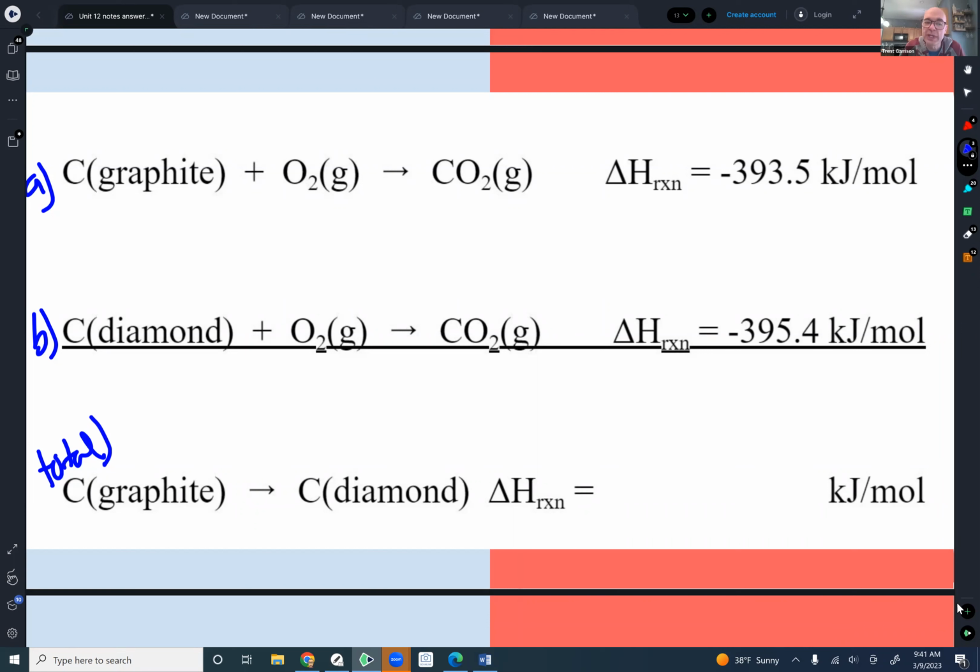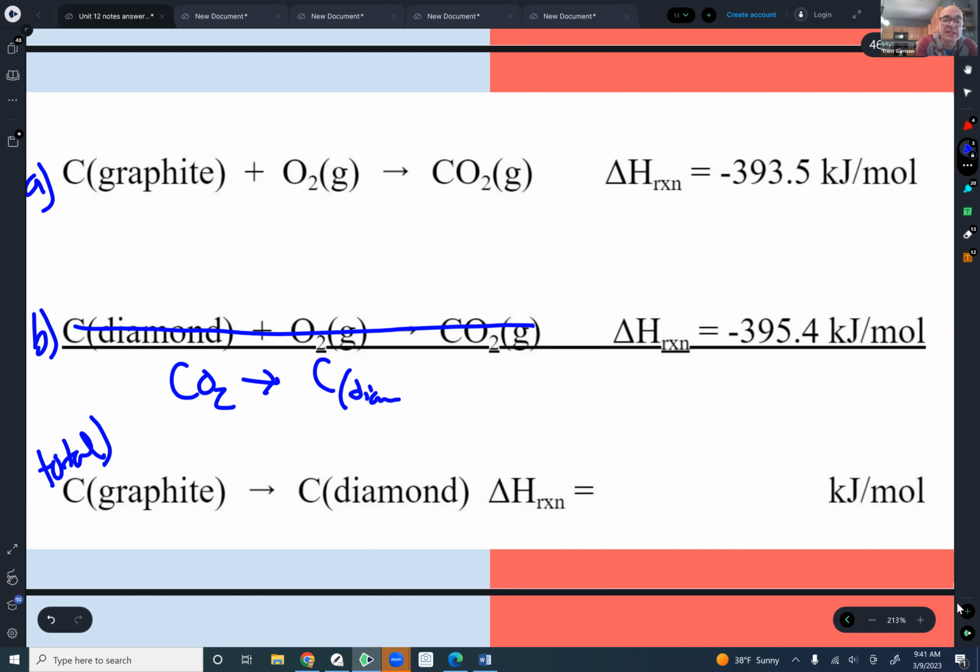So we've got to get rid of those. I also want you to notice that diamond is on the left side, but it's on the right side over here. So we must fix that. So what I will do is I will rewrite B. I will flip it. So I will have CO2 on the left. I will have C, that is a diamond, on the right, plus O2.